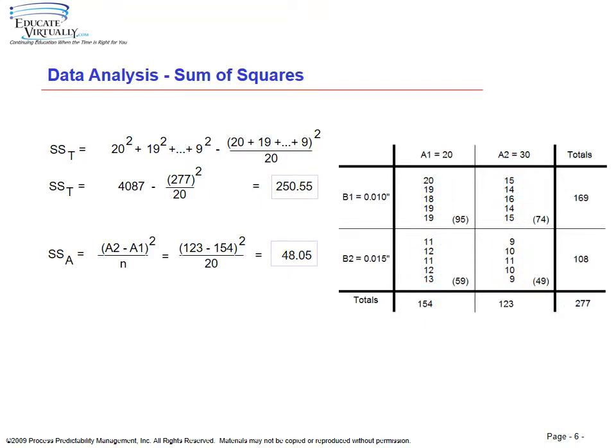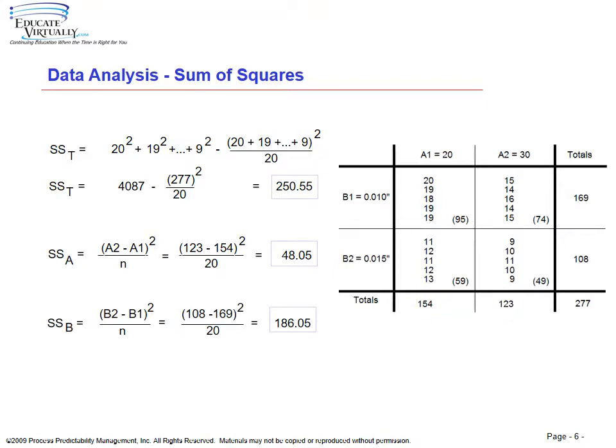Let's start with factor A, which is the number of windings. Its totals for A1 and A2 were 154 and 123. We take the difference between those totals for the low setting and the high setting, we square that and divide it by 20. That gives us a measure of the sum of squares for factor A, which tells us how much variation was caused when we changed from 20 windings to 30 windings.